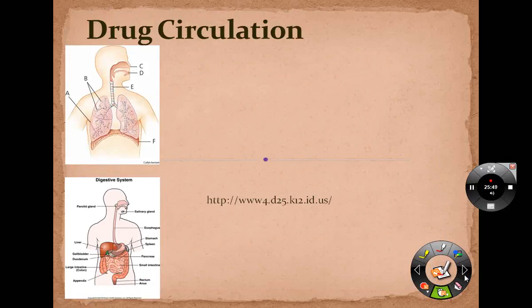Alright, so drug circulation. Let's talk about drug circulation and how we get there. Before the drug gets to the brain, where does it need to go? The heart? The blood. It needs to go to the blood. We're working our way backwards, okay? Before it gets to the brain, it needs to get to the blood. Before it gets to the blood, where does it need to go? The heart. Before it gets to the heart, where does it need to go?